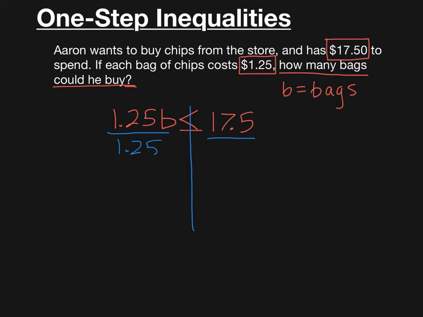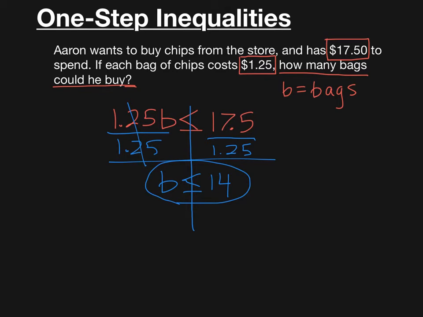I'm going to divide over here by 1.25. Now, 1.25 divided by 1.25, that's 1. Those cancel, and we have b is less than or equal to 14 is what we get over here. So this is the answer to our question. b is less than or equal to 14.